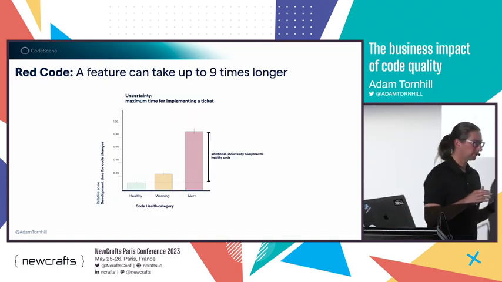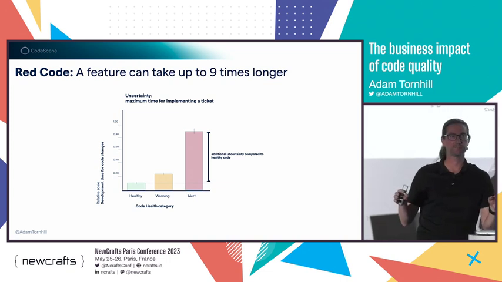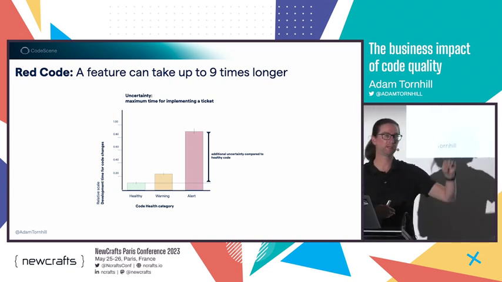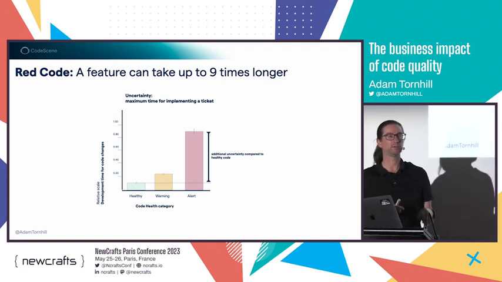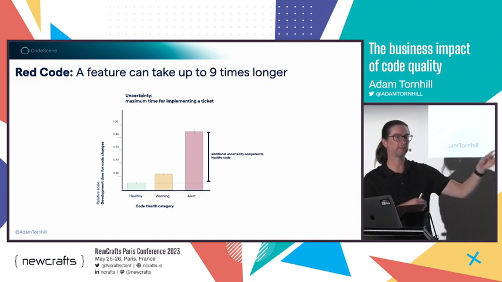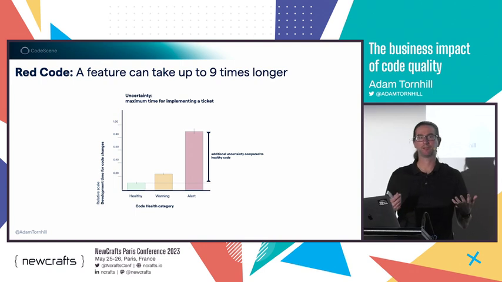Because what we did now was that we realized that averages can be a little bit misleading. So instead, we wanted to look at the variability depending on code health category. We looked at the longest maximum time it takes to implement something, depending on which code health you have. And what we found here is quite dramatic.